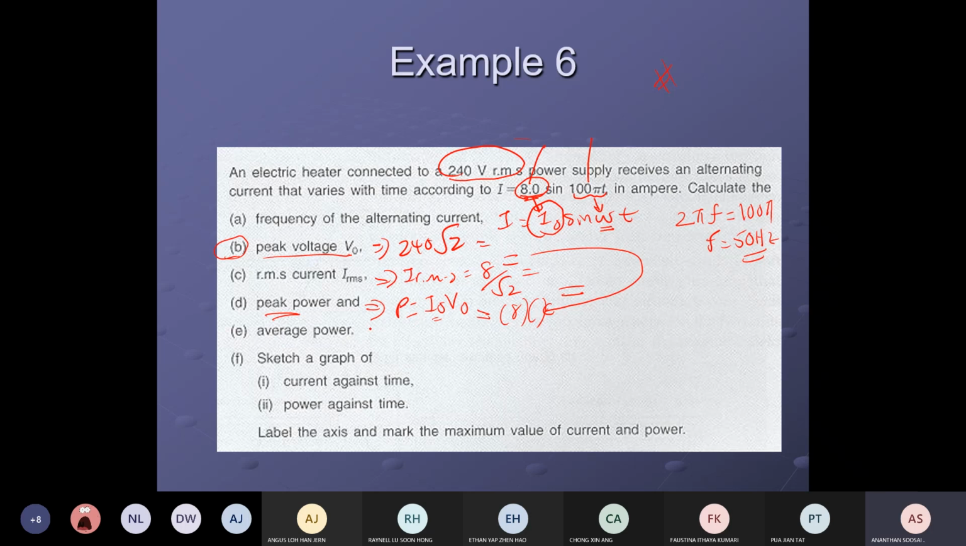How do you find average power? You know peak power, so you can find average power. Half of the peak power is the average power, as we just proved. So average power is P naught over 2, the peak power over 2. You get this answer. I hope all of you got this idea.